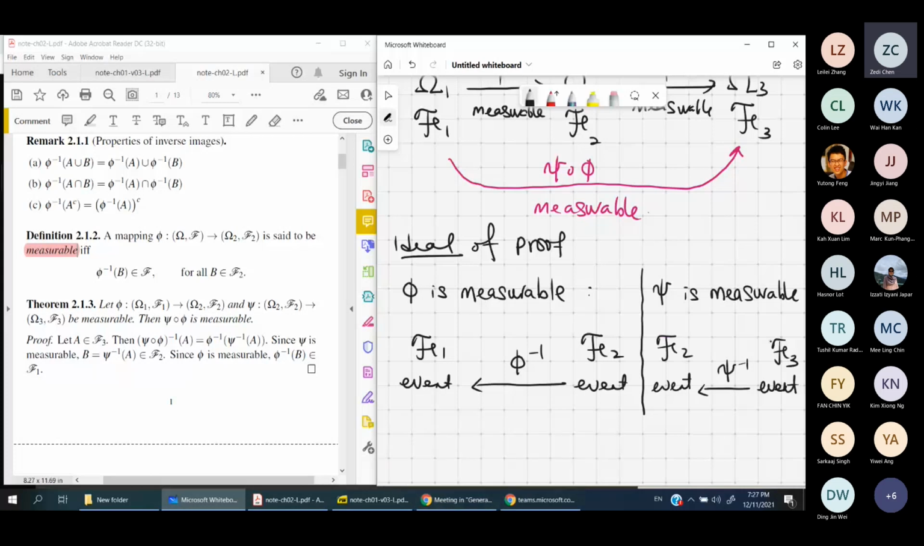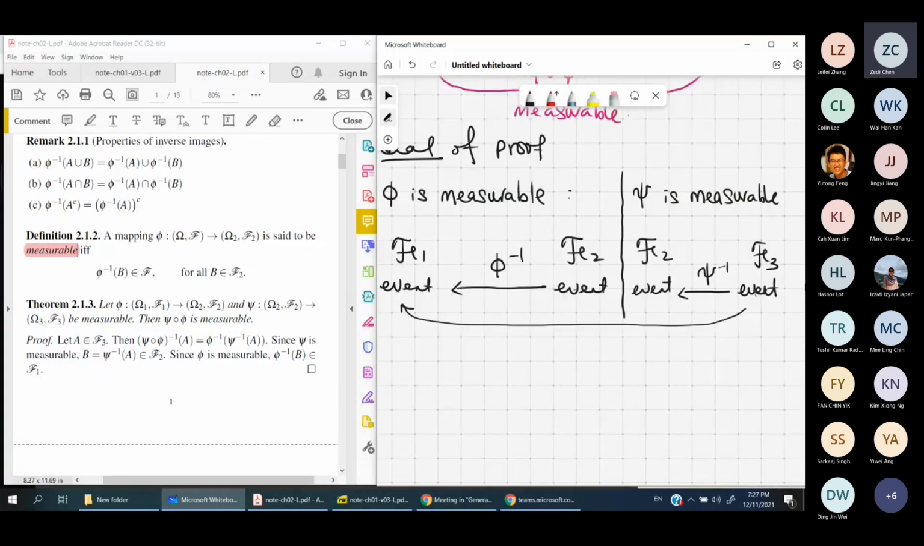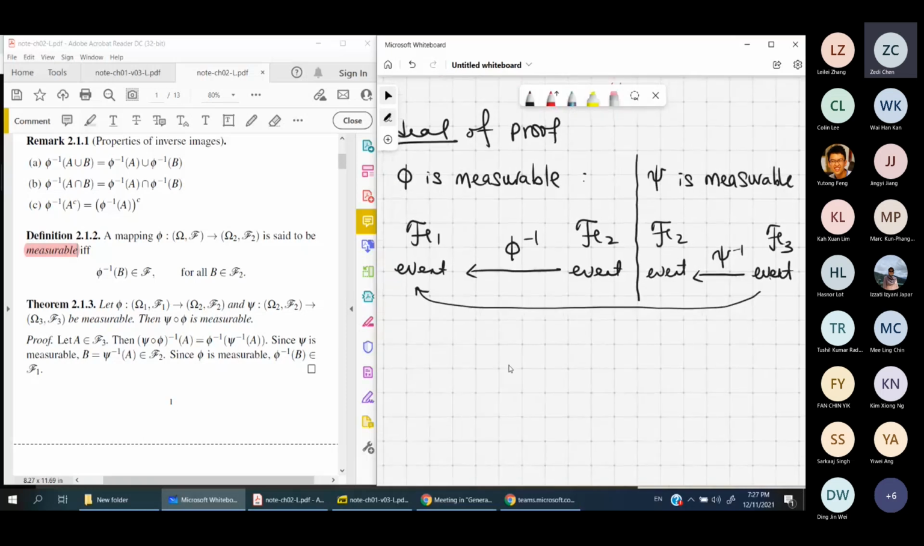Okay, so now you just imagine it. That means you take any event here and it comes to an event here, and it goes back to another event here. So you go through this process and you reach here. You can stop in the middle and then directly come to this part. So this is the idea for the proof. So to write down the proof, that's the way to write it down.